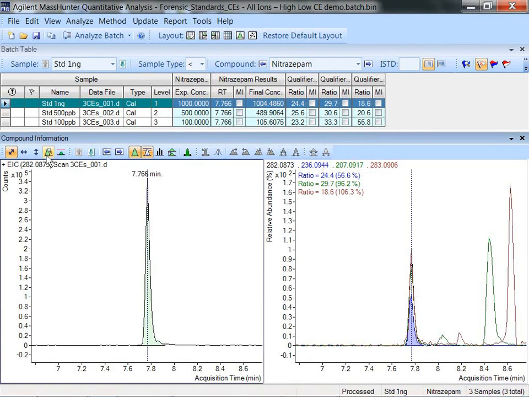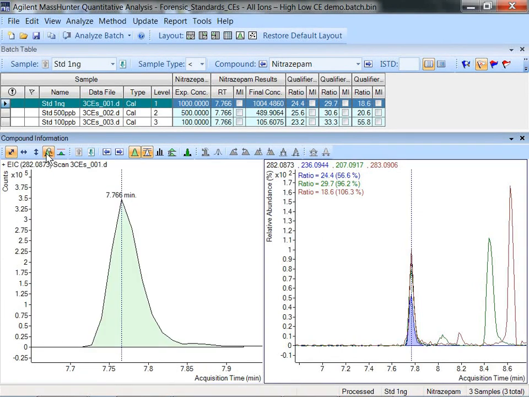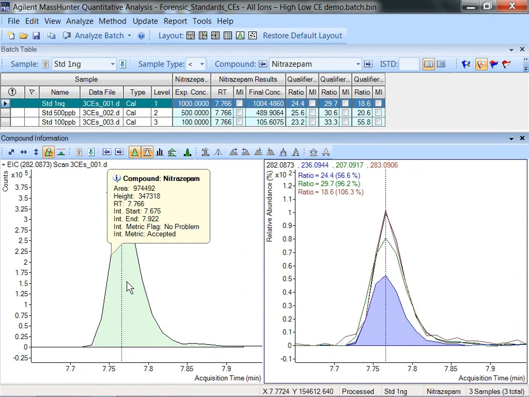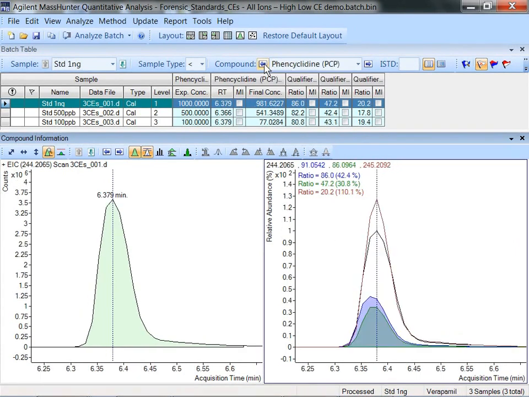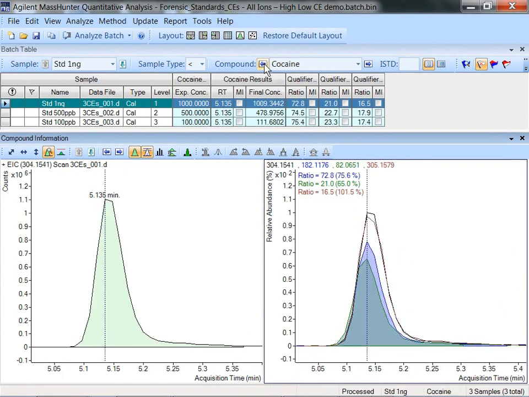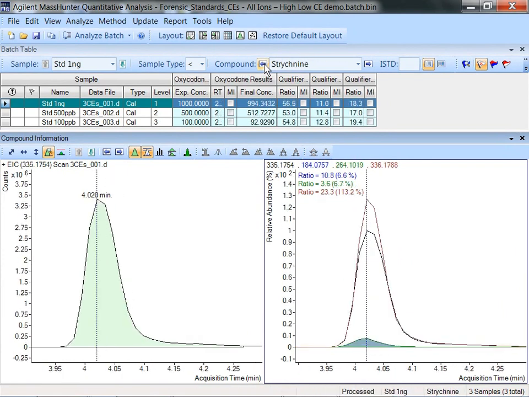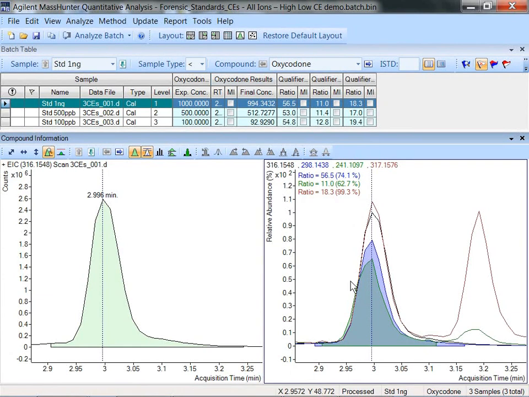So let's zoom in with fit to peak and observe the target here, which gives me my final concentration, as well as the qualifier ratios as they're overlaid here in normalized format. And I can zoom through my compounds and then decide, looking at them, whether they fit the behavior that I'm expecting, and then make that determination with confidence.